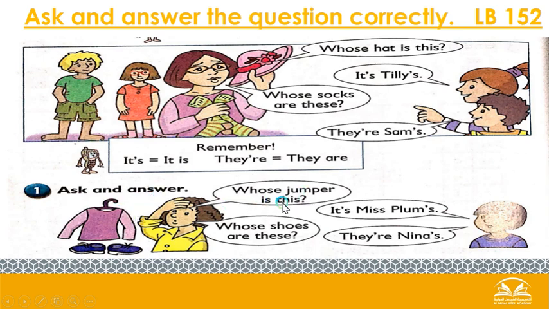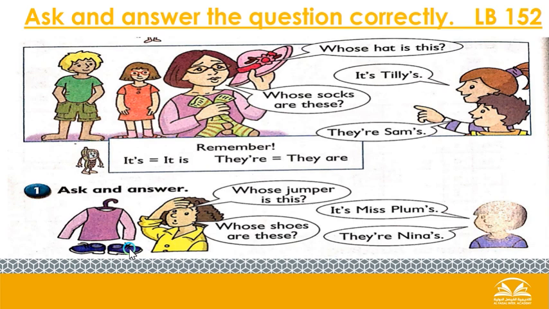Whose jumper is this? It's Miss Plum's. That means this jumper is for Miss Plum. Can you see she's wearing her jumper? Good. Whose shoes are these? They are Nina's. That means the shoes are for Nina.